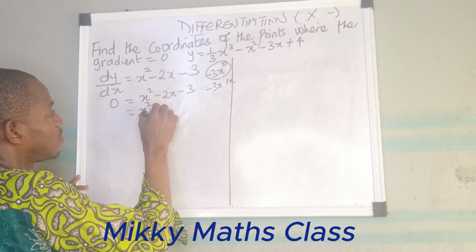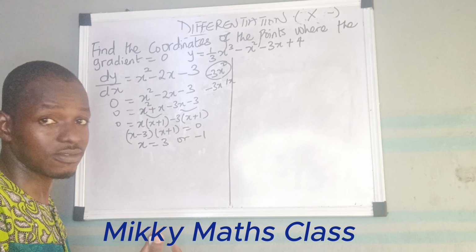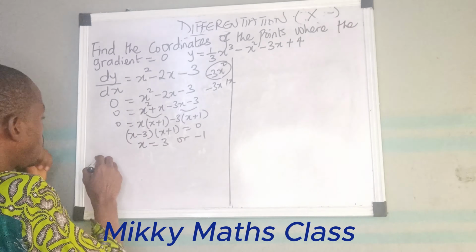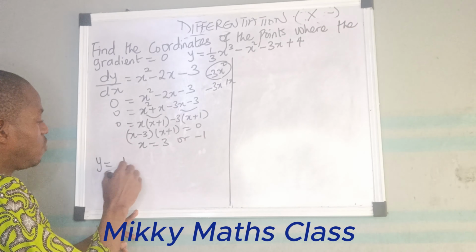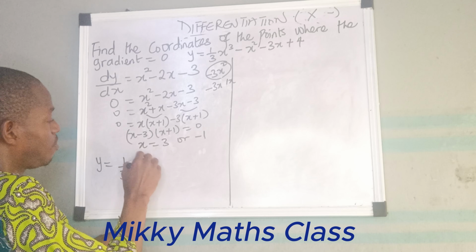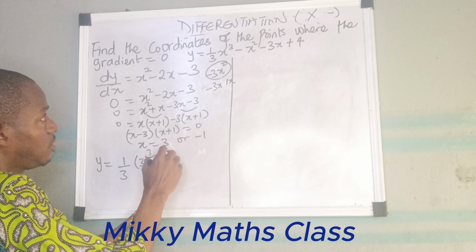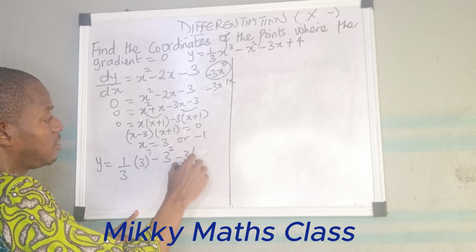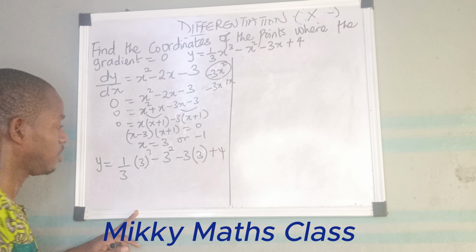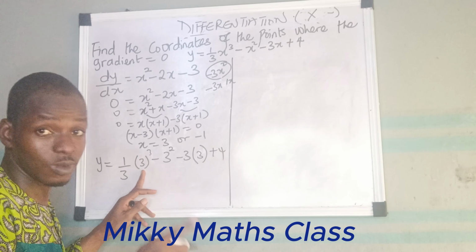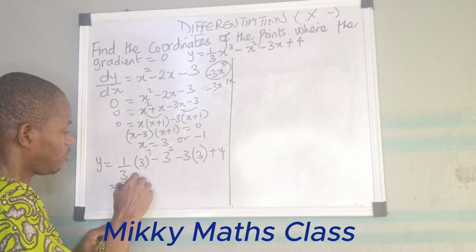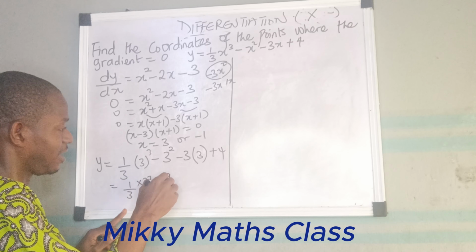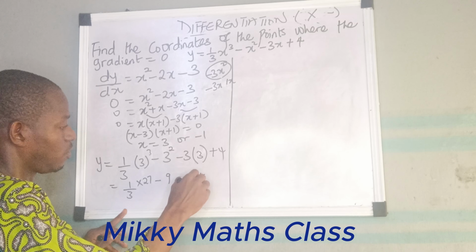So having found the values of the x coordinate, let's input them into this to get our y, and that's the end of the question. So we have that y is equal to, when x is 3, let's input it: 1 over 3 into bracket 3 raised to the power of 3, minus 3 squared, minus 3 into bracket 3, plus 4. So 3 raised to the power of 3, that's 27. That's 1 over 3 times 27, minus 3 squared is 9, 3 times 3, 9, plus 4.